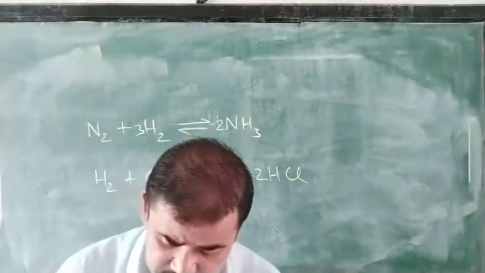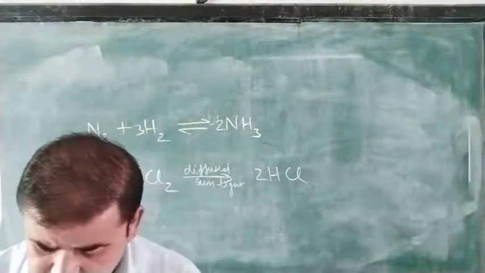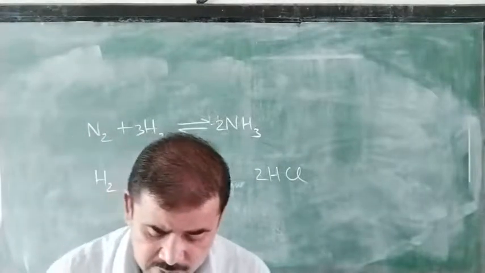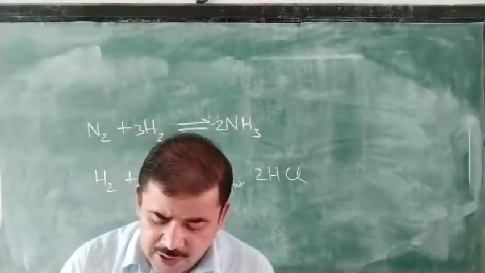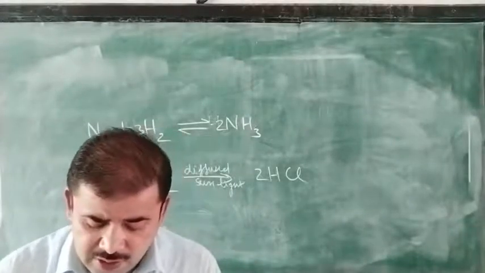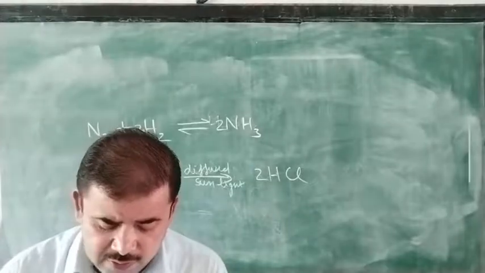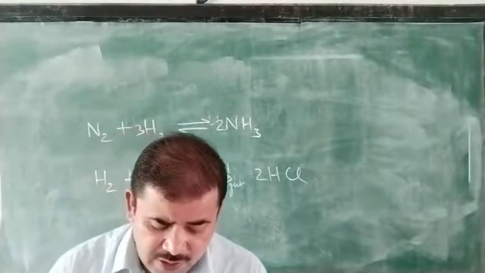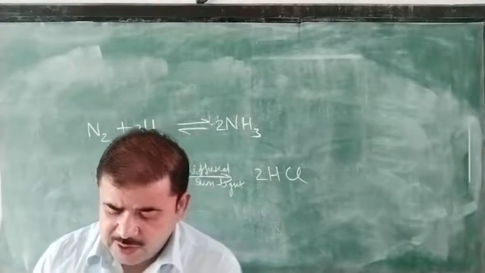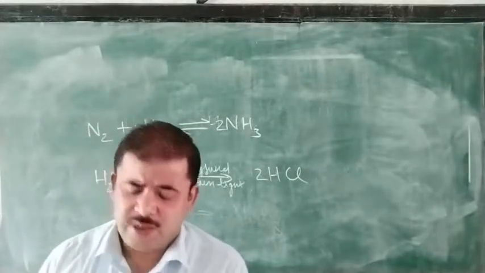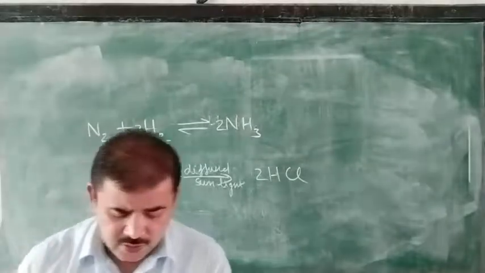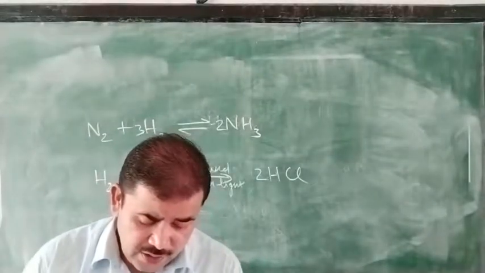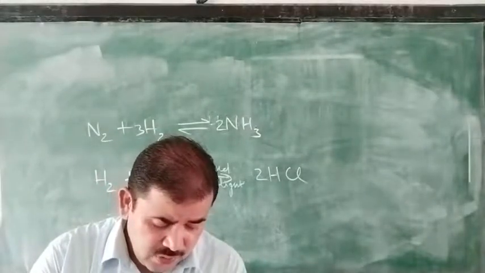Next, question number 11. Give balanced equations for the thermal decomposition of lead carbonate, lead nitrate, ammonium dichromate, mercuric oxide, calcium hydroxide. So these examples are given in the text. So you have to do this question. And next, question number 12.